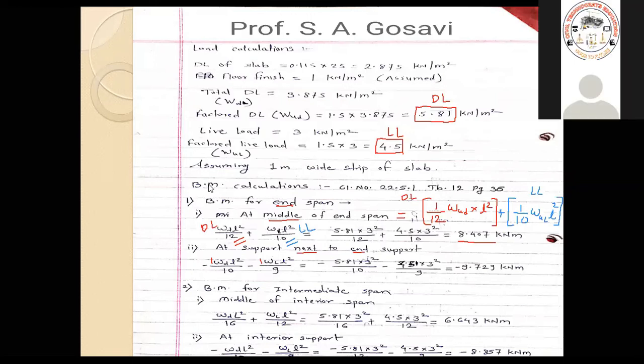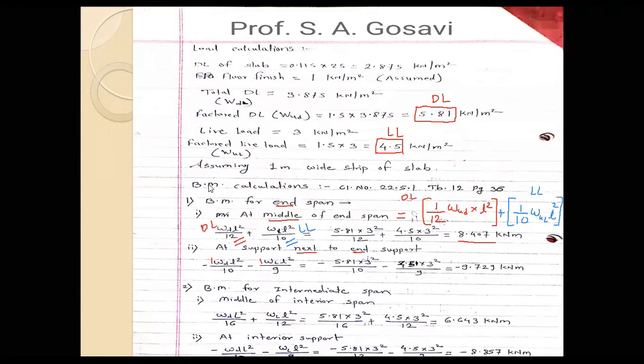So our dead load is 5.81. That dead load is considered over here, 5.81 into L square, span square, minus again 1 by 9 is the coefficient for live load, minus 1 by 9. The value of live load is 4.5. That value is kept over here, 4.5 into L square. So if you solve this, you will get the value as minus 9.729.